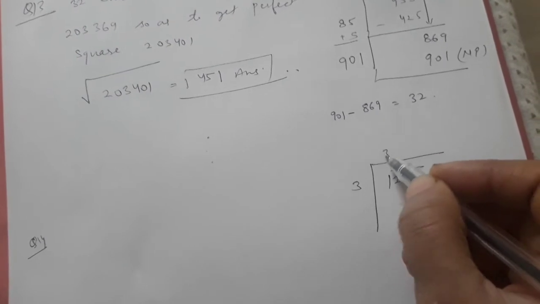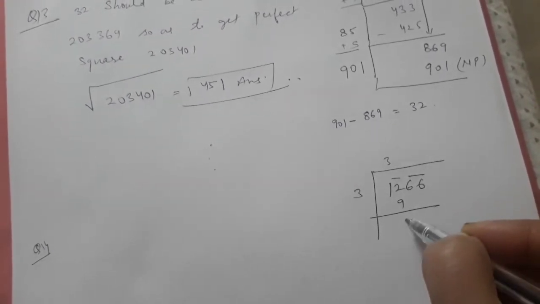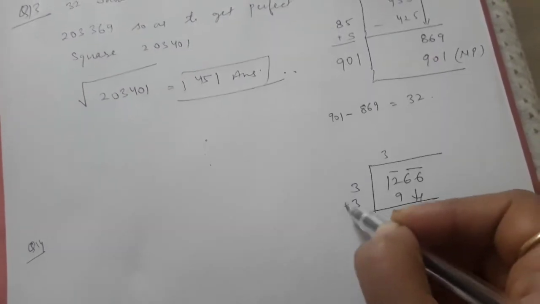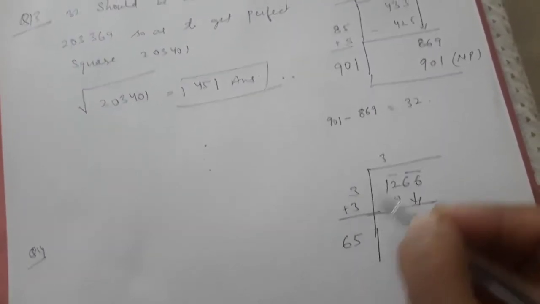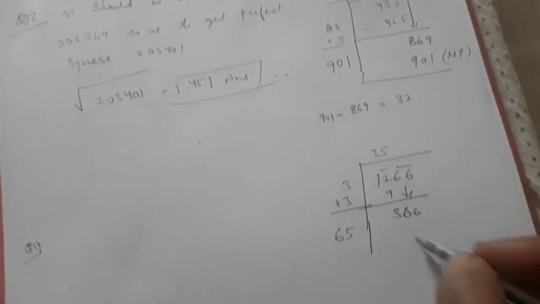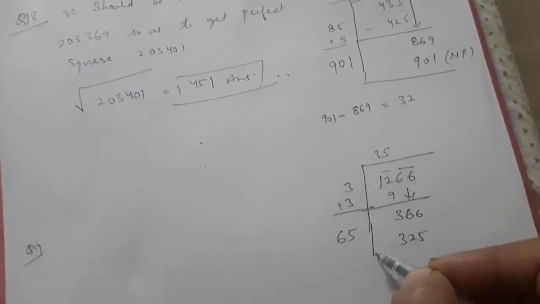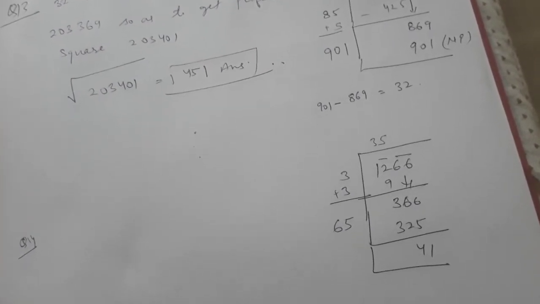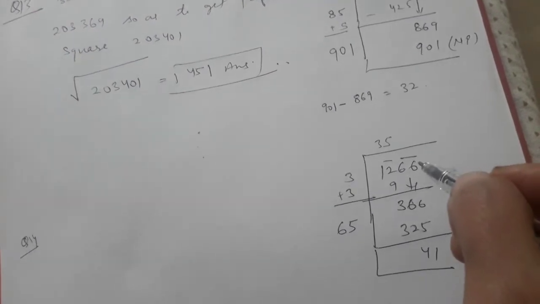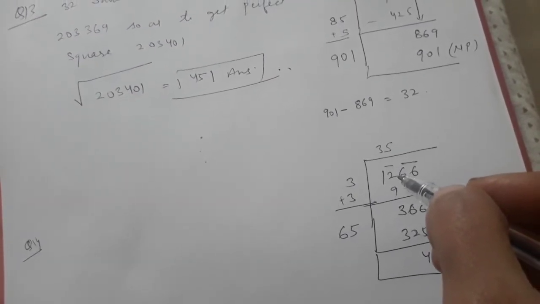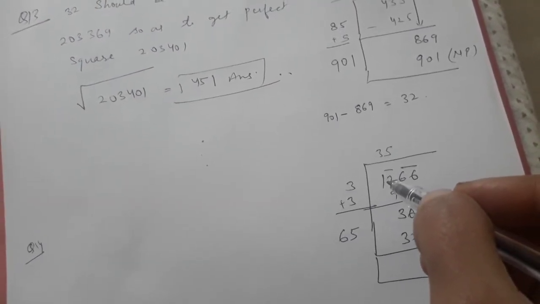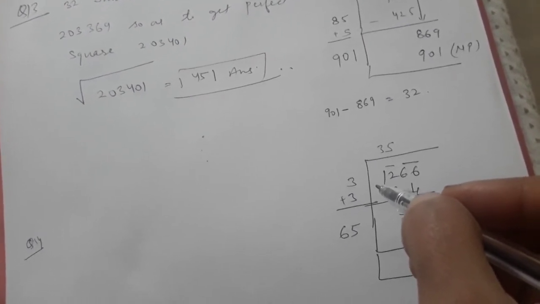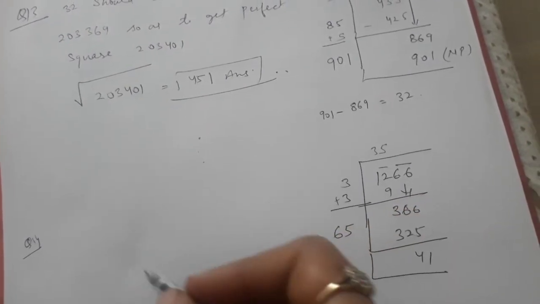It will go by 3. 3 3s are 9, 3 will be left, bring down the whole 66, and 3 plus 3 is 6, 5 will go by 5 only, 325. So 41 is the remainder, which is not proper, or if it will be added to the given number, we will again not be able to get the perfect square.